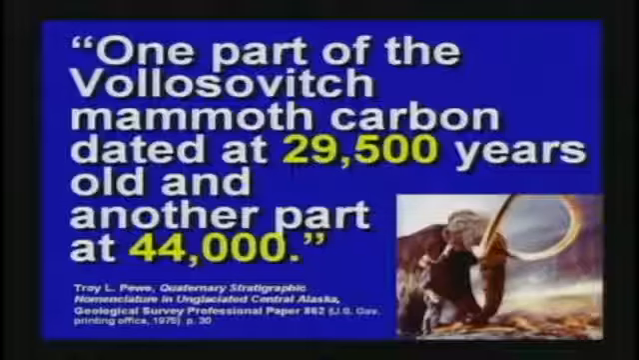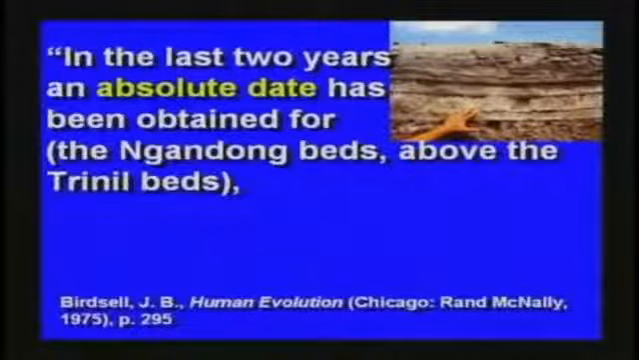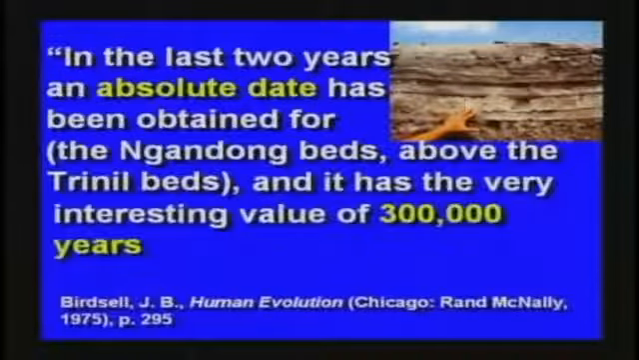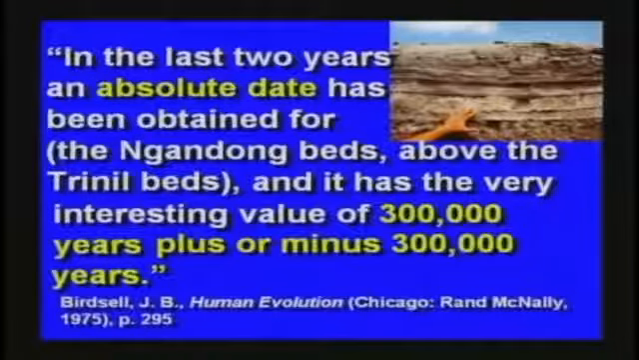One part of a mammoth dated 29,000 years old. Another part was 44,000. You talk about a slow birth. That would be it, okay? I like this article from Rand McNally. The last 2 years, an absolute date was obtained for the Gandong beds above the Trinil beds. That's in Indonesia. It has the interesting value of 300,000 years, plus or minus 300,000 years.